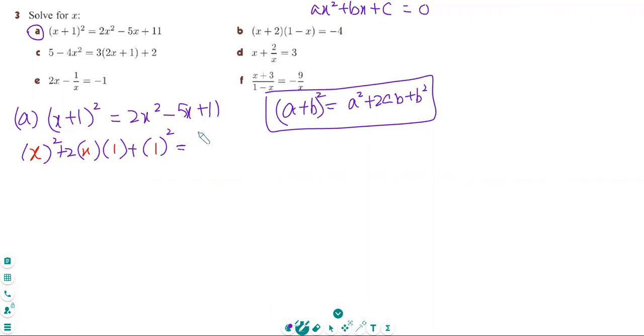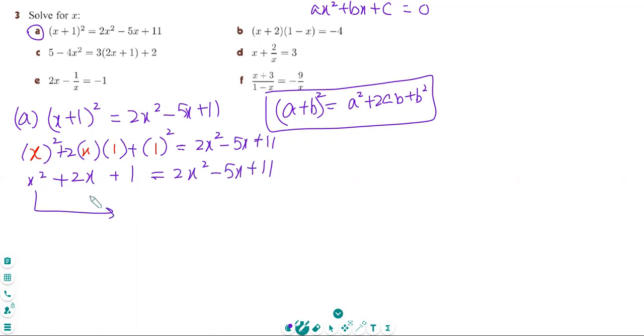And on the other side of the equation, it is 2x squared minus 5x plus 11 as it is, right? So it will be x squared plus 2x, 1 times 2x is 2x, and 1 squared is also 1. And 2x squared minus 5x plus 11. Shifting these three terms to the other side.